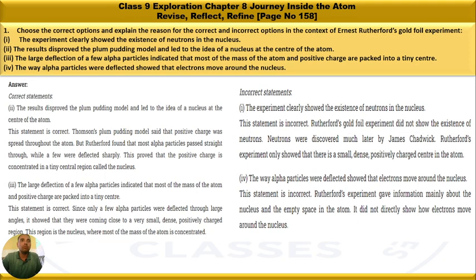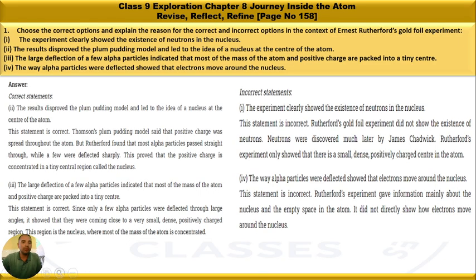In this video, I will be taking question number 1 of chapter 8, Journey Inside the Atom. This question is given on page number 158. The question is, choose the correct option and explain the reason for the correct and incorrect options in the context of Ernest Rutherford's gold foil experiment.